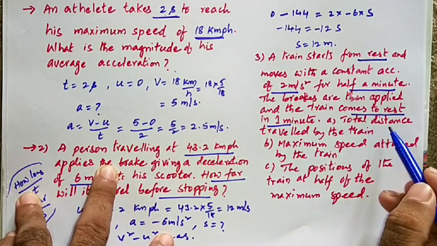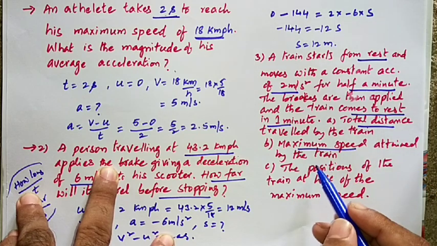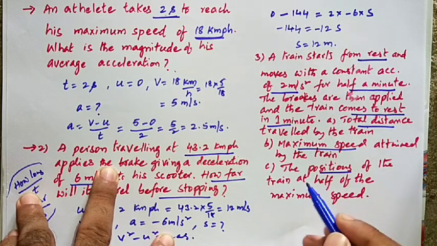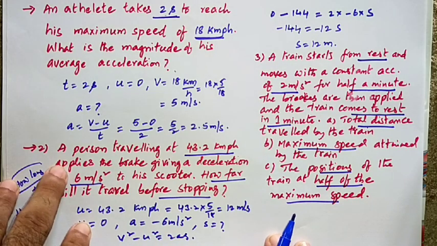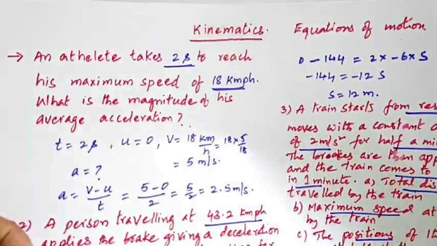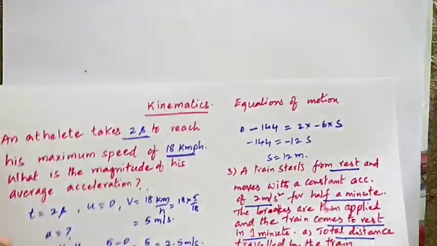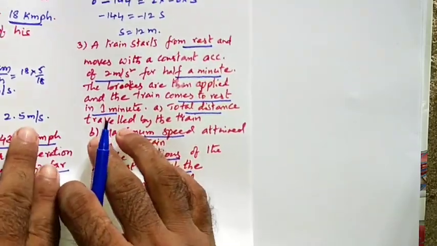Then what we need to calculate? Total distance traveled by the train and the maximum speed attained by the train and the positions of the train at half of the maximum speed. Okay? So let us see this solution. Read the question properly before going to answer it. Now I am doing its solution here.